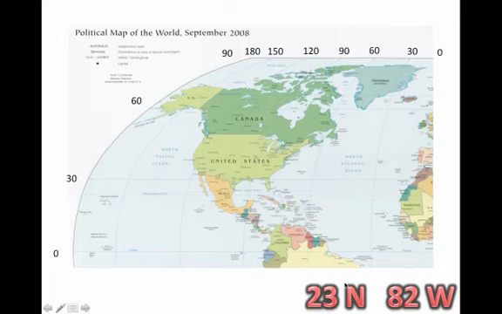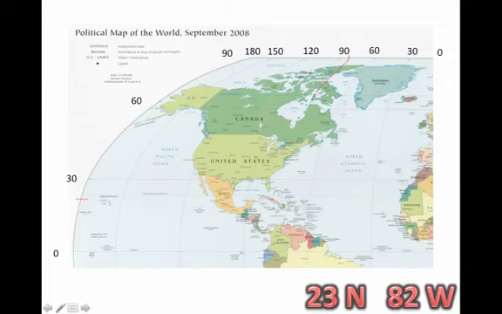So first off, let's find 23 degrees north. This Tropic of Cancer line is at 23.5 degrees north, so we know that we're just below that, right around 23.5 degrees. Somewhere in this range, let's say. Then we're looking at 82 degrees west. We have 1690, we'll go about 2/3, a little bit more than 2/3 of the way. Let's say right there is a good one.